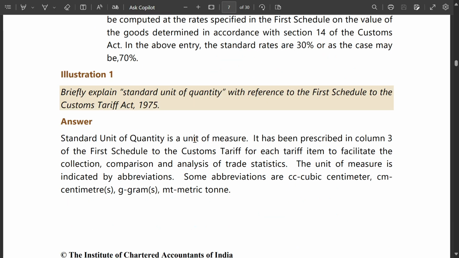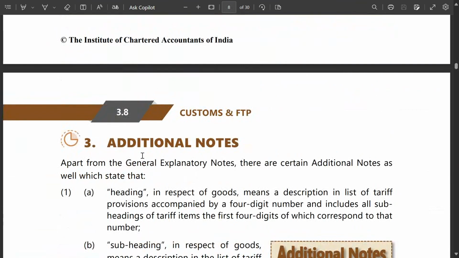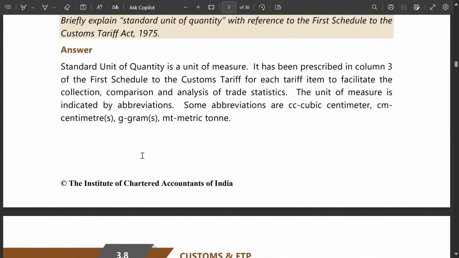The standard unit of quantity is a unit of measurement. It is prescribed in column 3 of the first schedule of the customs tariff for each tariff item to facilitate the collection, comparison, and analysis of trade statistics. Some abbreviations for units of measurement are cc, cubic centimeter; cm, centimeter; g, gram; and mt, metric ton.